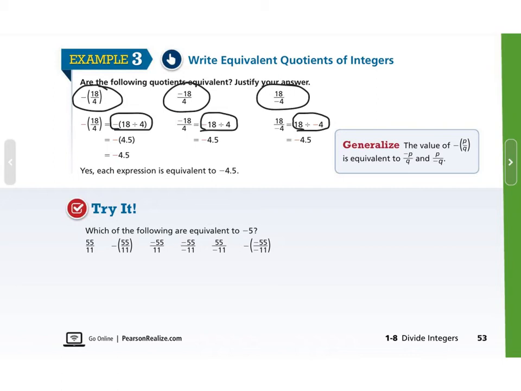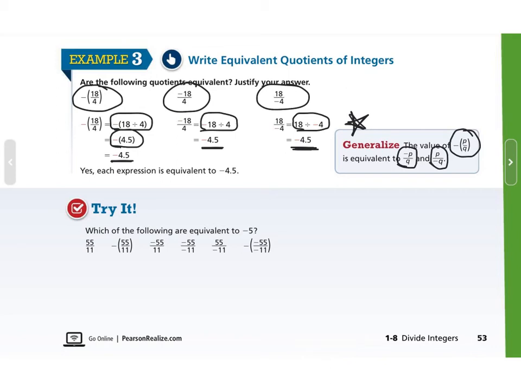So what I'm essentially looking for here is the opposite of 18 divided by 4, which means the opposite of 4 and 5/10, which is a negative 4 and 5/10. In the second example, I have a negative 18 divided by 4. Again, negative 4 and 5/10. And in the third example, I have 18 divided by negative 4, which is still a negative 4 and 5/10. The generalized rule over here simply states that if there is a negative sign in front of a fraction, as you see here, it is equivalent to that negative sign being in the numerator or in the denominator of that fraction.